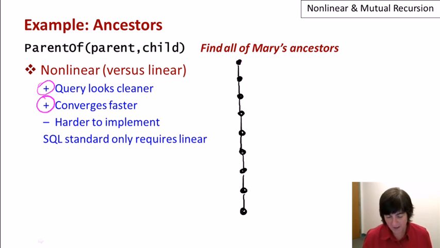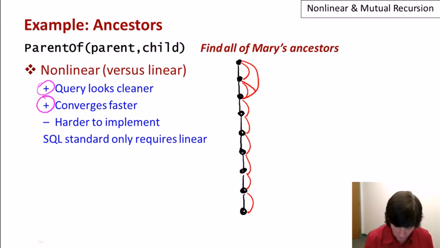And now let's think about what happens when we use the nonlinear version, where after the first step we join ancestor with itself instead of ancestor with parent. So as before on the first step, and now I'm going to make these red, the ancestor relation will contain exactly the same as the parents. And the second step is the same as well. We're going to join ancestor with itself, but since each one of ancestor is only the parent relationship, we're again going to get all pairs in the second step of the iteration.